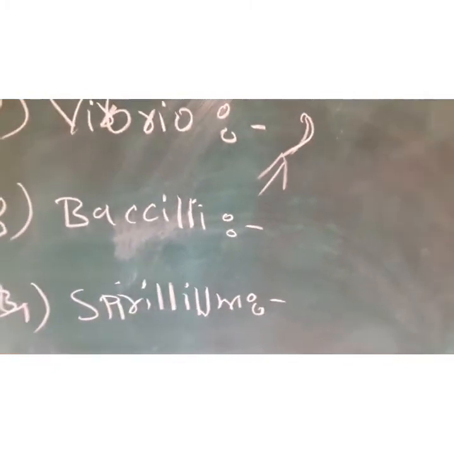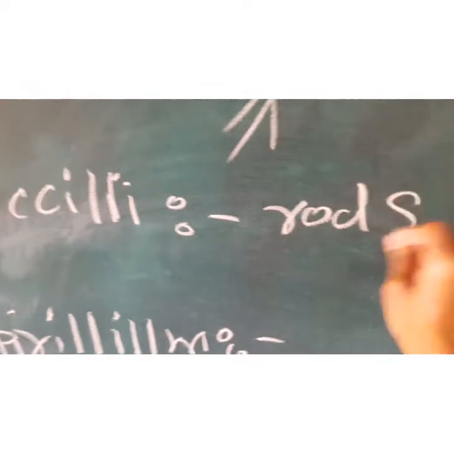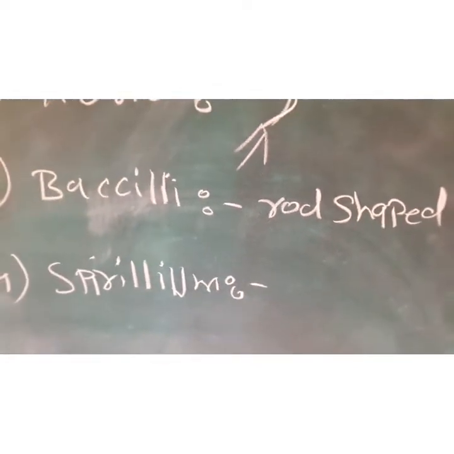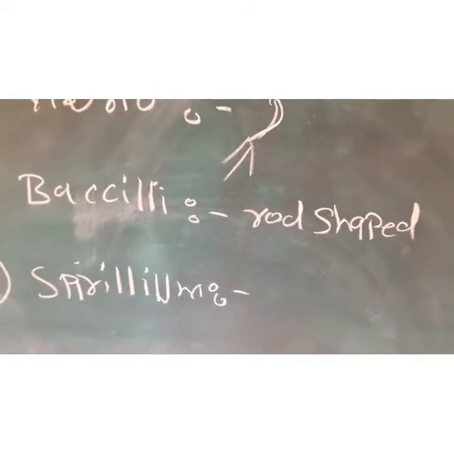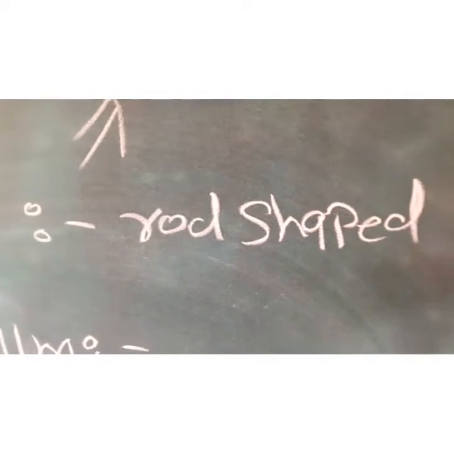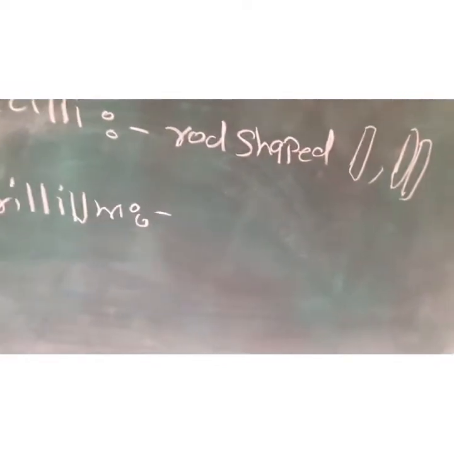The third structure is bacilli. They are rod shaped, and they may or may not have flagella. They can also be monococcus, diplococcus, triplococcus, or multiple.